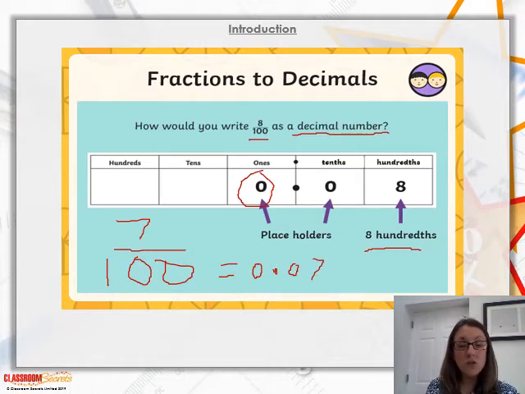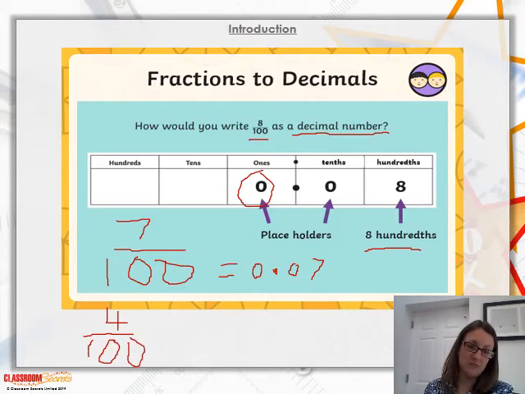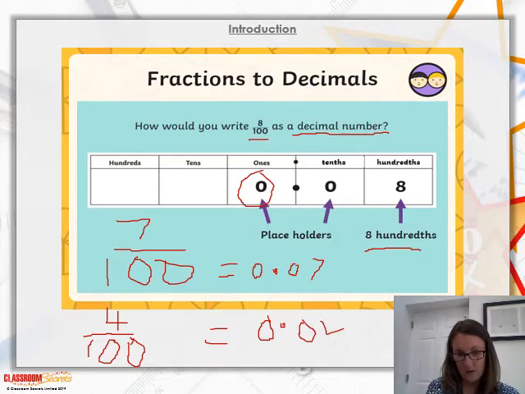How would you write 4 hundredths as a decimal? You can pause the video and just have a little go at doing that now. And hopefully you now have also recognized that 4 hundredths would be 0.04. Okay, 4 hundredths. Super duper.